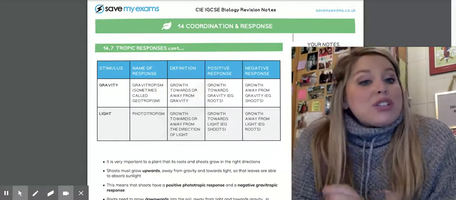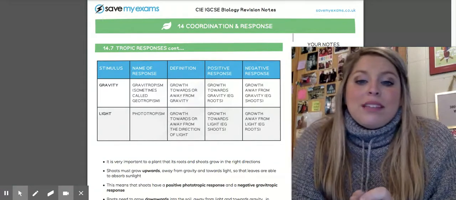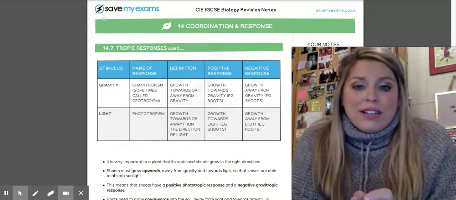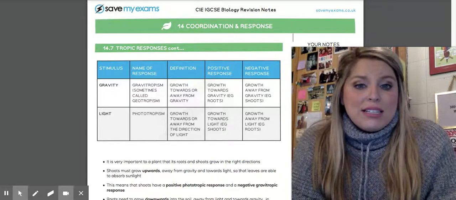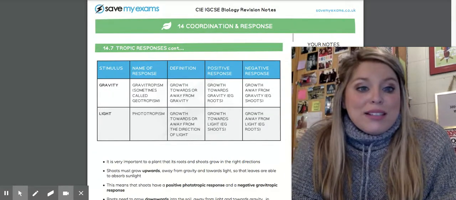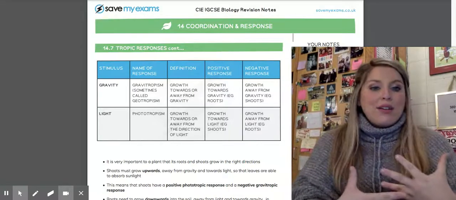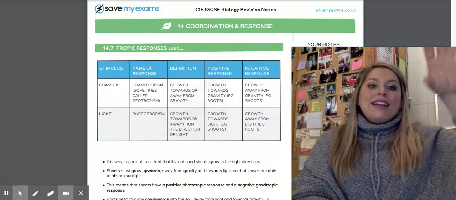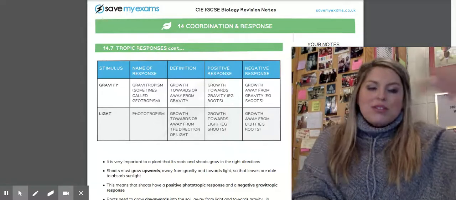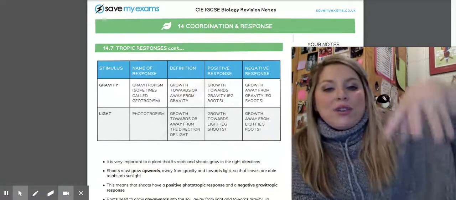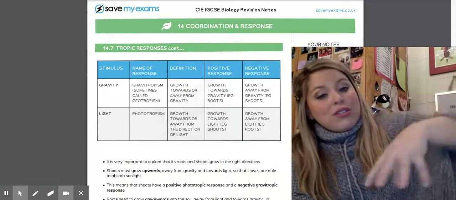For light, which is phototropism, this is growth towards or away from the direction of light. So let's look at the positive response. The positive response is that we have the plant that grows towards light. So the part that you see on the outside of the ground is in the sunlight or close to sunlight in some way, and it's going to grow towards the light. The shoot grows up and towards light.